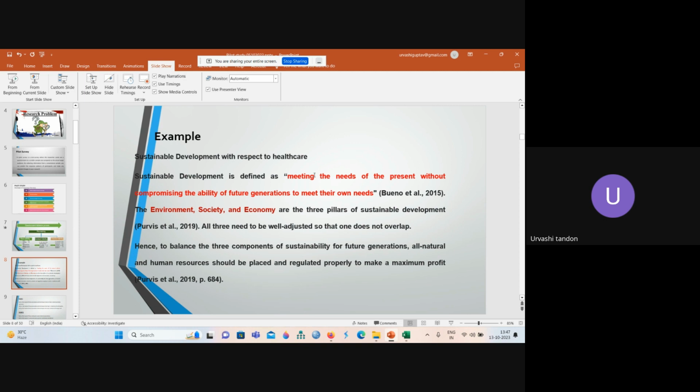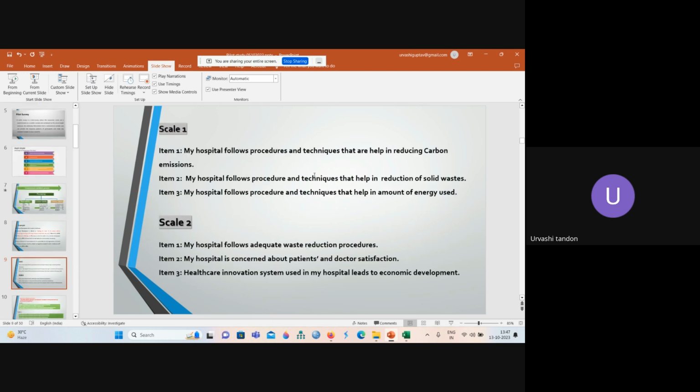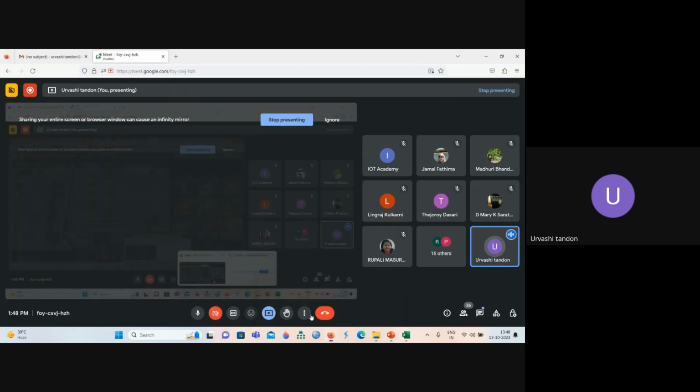Now, again, in order to balance these three components of sustainability, all natural and human resources should be placed and regulated properly so that we can end up into the profits. Now, for measuring this construct, sustainable development, I have two scales with me, right? Scale 1 and scale 2. Scale 1 comprises of three items, and scale 2 also has three items. So I'd request all of you to please read these items. So just go through these items.